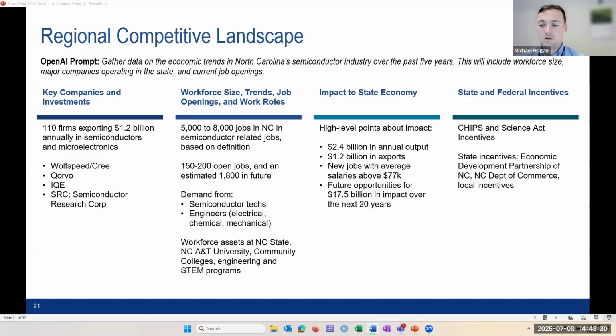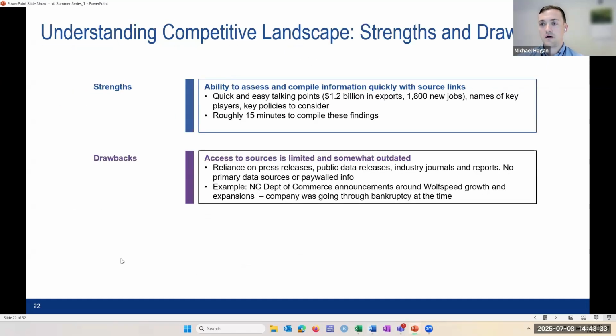The first, as we said, the strengths: we were able to get really quick and easy talking points. We were able to get names of key players and key policies to consider. And this took about 15 minutes. So it was a real strength that it could assess and compile this information quickly and provide some of the sources. The drawback was that the access to the sources was really limited and sort of outdated.